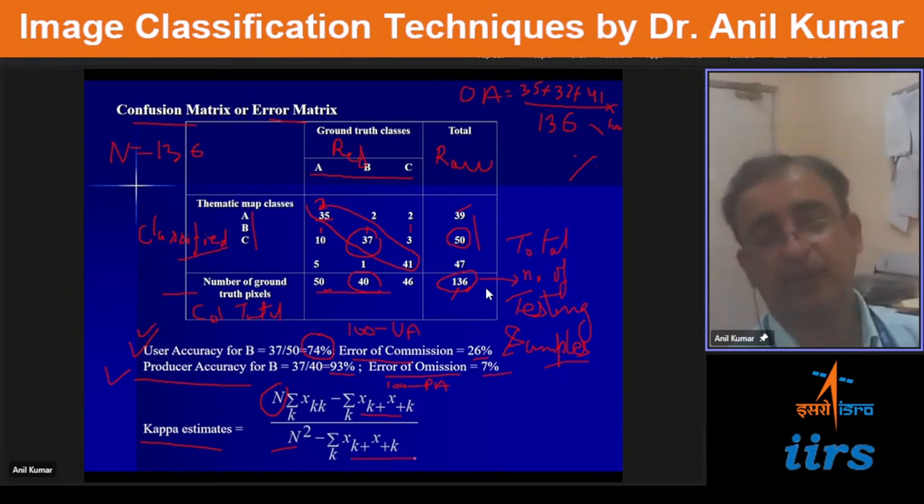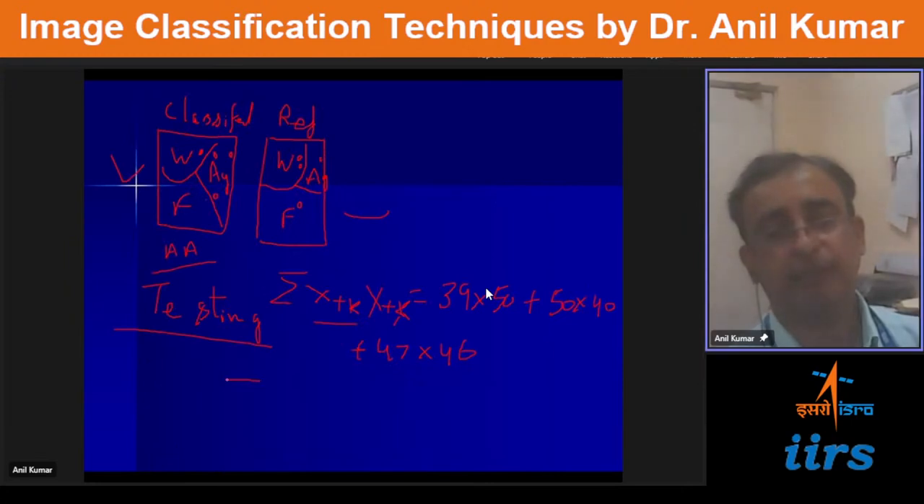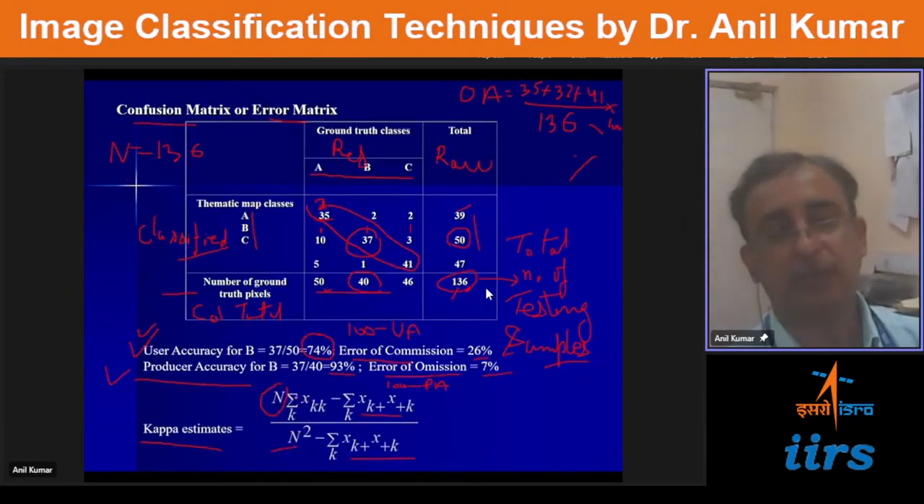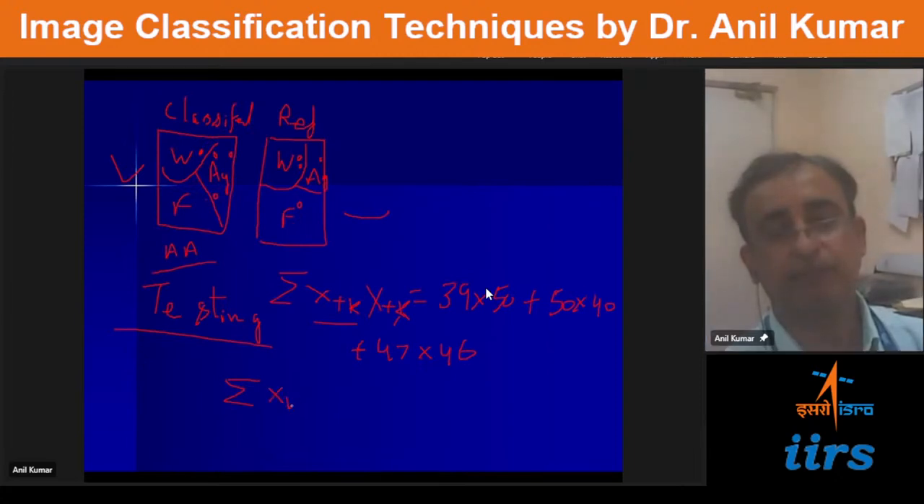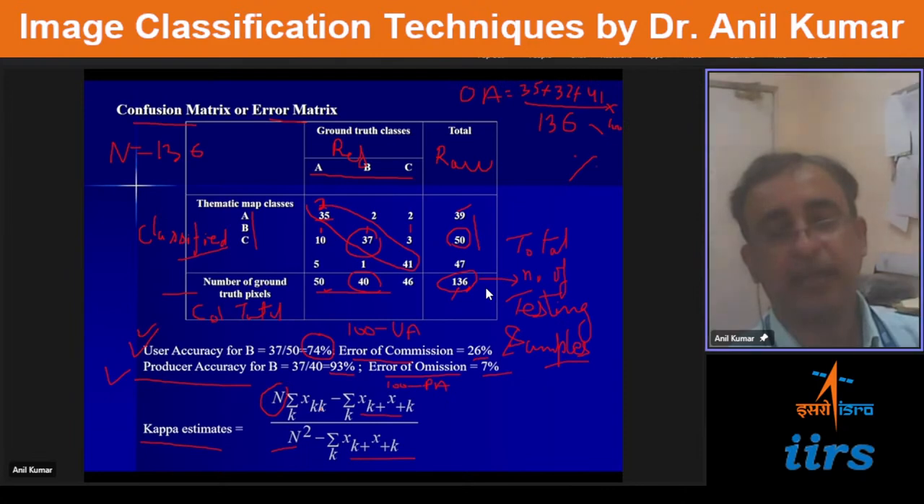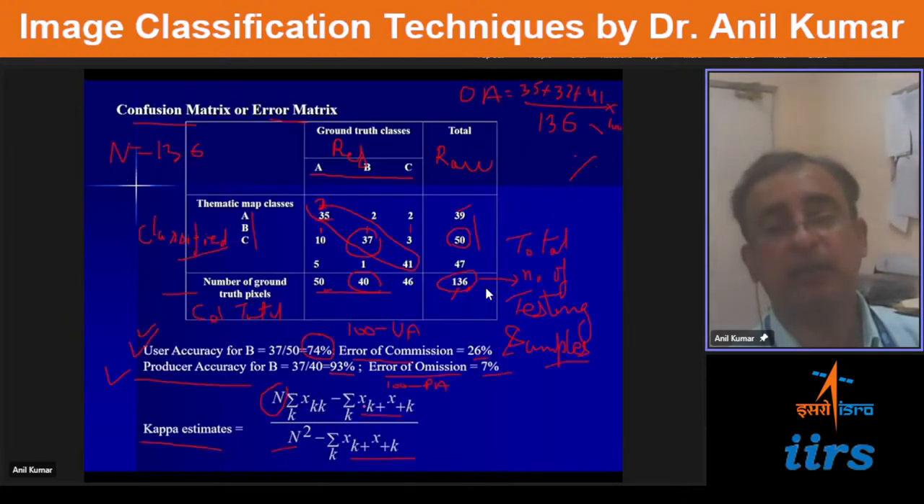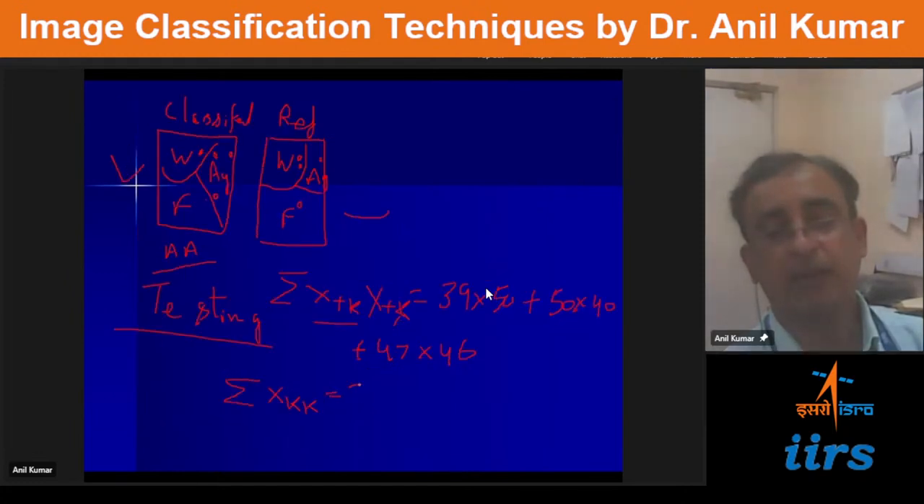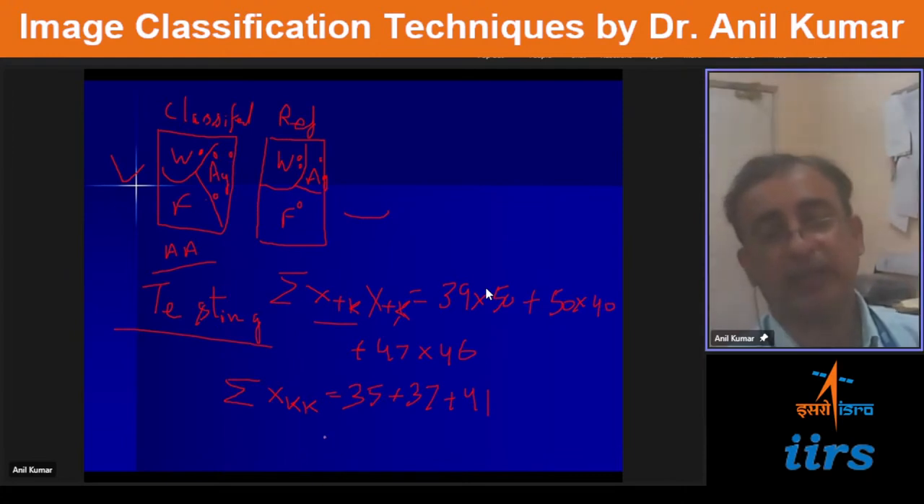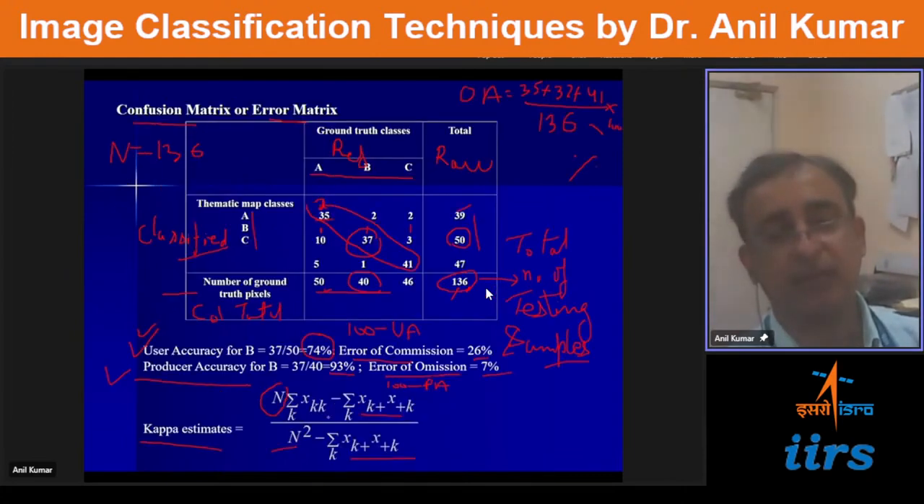And this summation of X kk is the diagonal sum, that was 35, 37 plus 41. Once all these variables are known to you, if you put them in here, you can get the kappa coefficient.